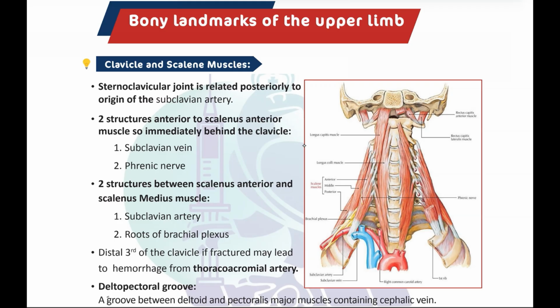First of all, with the sternoclavicular joint, the posterior structure that is present is the origin of the subclavian artery. So here in the midline, we will be having the manubrium and the sternum, and this area, which is the clavicle that will be communicating with the sternum, will be the origin of the subclavian artery.